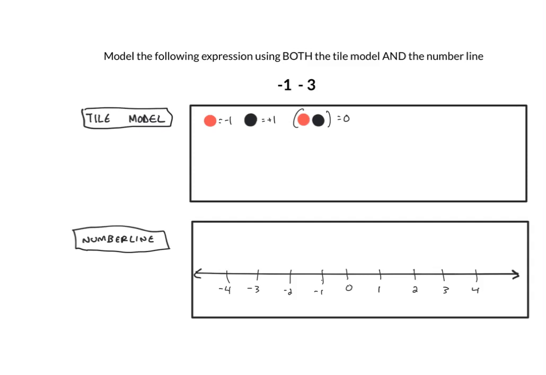All right, so I'm working with my expression -1 minus 3. And so again, if there's no negative sign in front of that 3, that means -1 subtract +3.